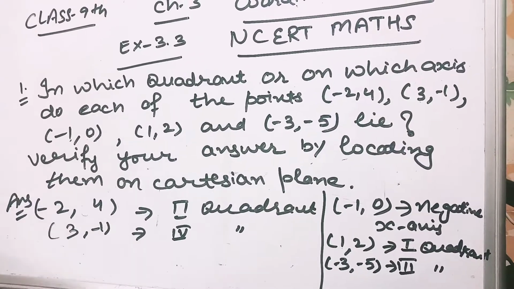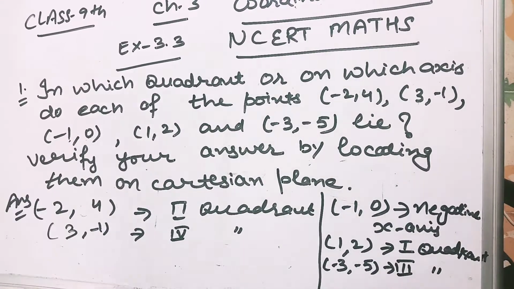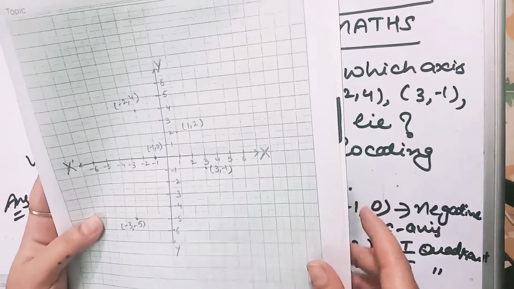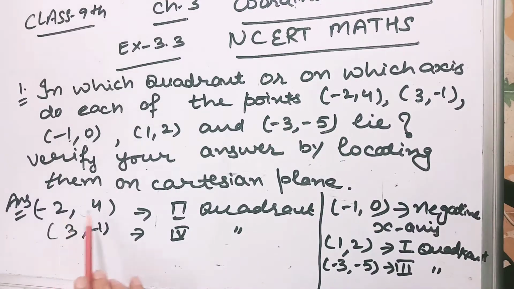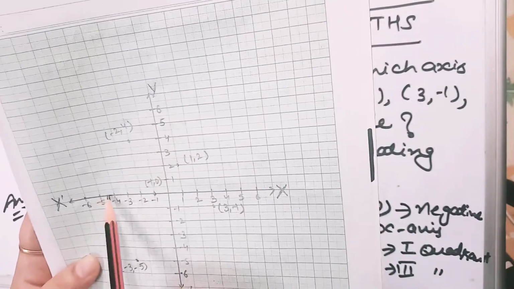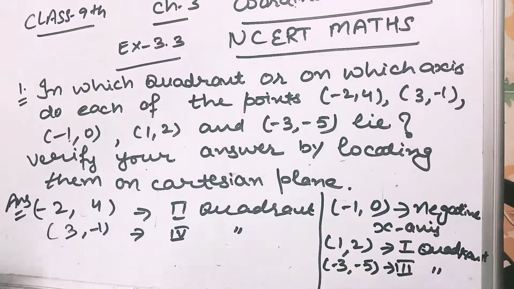So you can see, on the graph you have to draw these points. It is a very easy way to learn. So the first point is (-2, 4). So verification: (-2, 4) should be in the second quadrant. So see, in the Cartesian plane, yes, it is in the second quadrant. Here x is -2 and y is 4. Now check (3, -1). That is in the fourth quadrant.